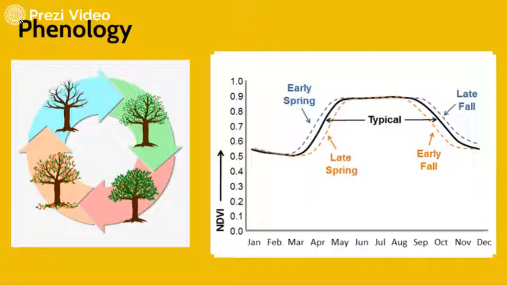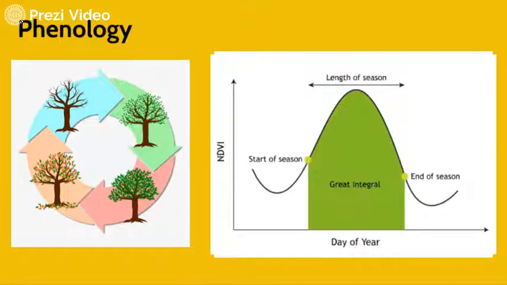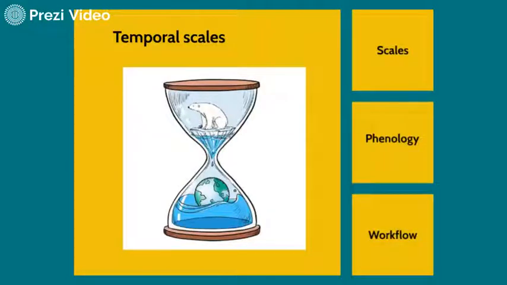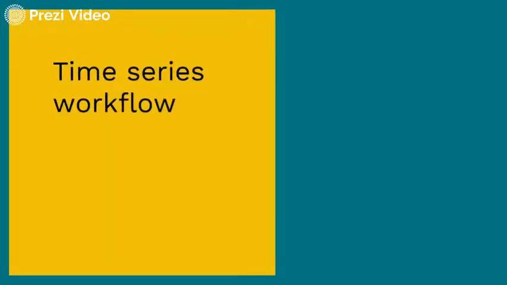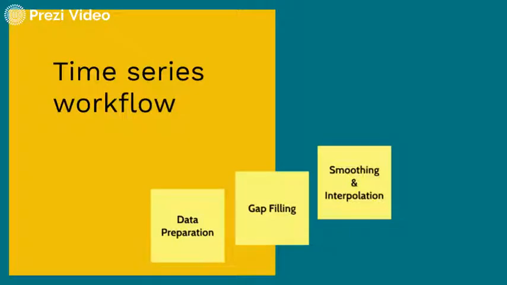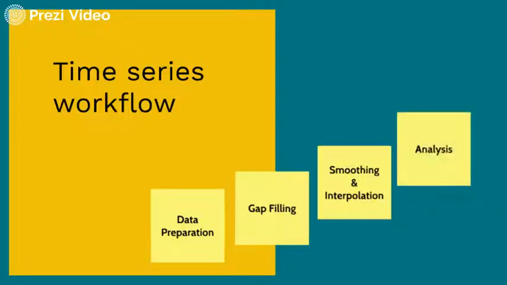Analyzing the pattern of this curve can tell us if it was early spring or if this year fall came late. For this, scientists have metrics such as start of growing season, peak of growing season, end of growing season, and length of growing season. But before analyzing those patterns, we have to make several steps. Prepare data, gap fill it, smooth and interpolate this curve to make it actually look like a curve. And then only analysis comes.